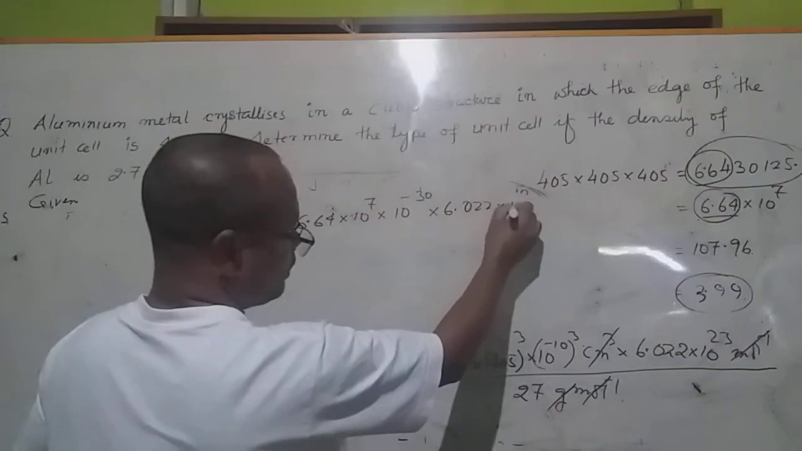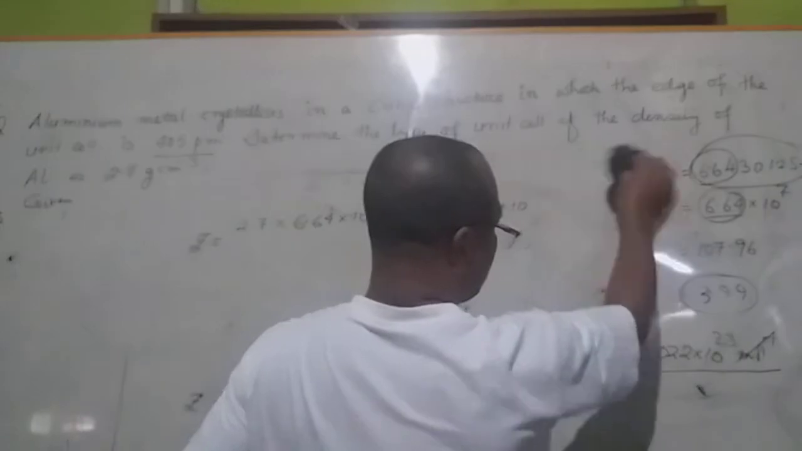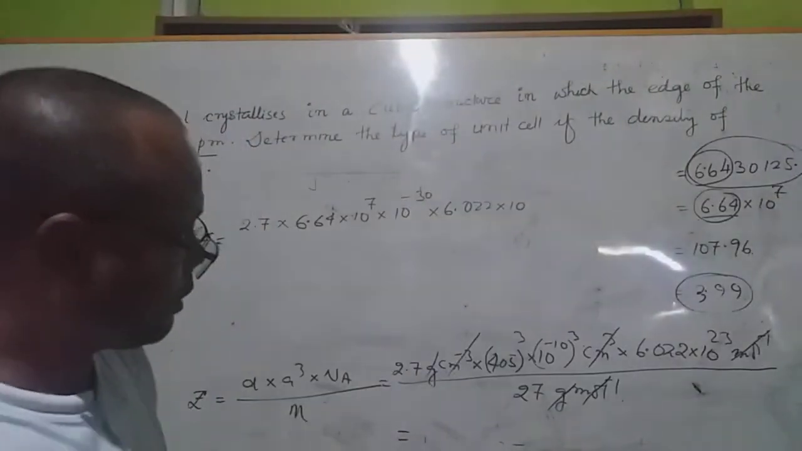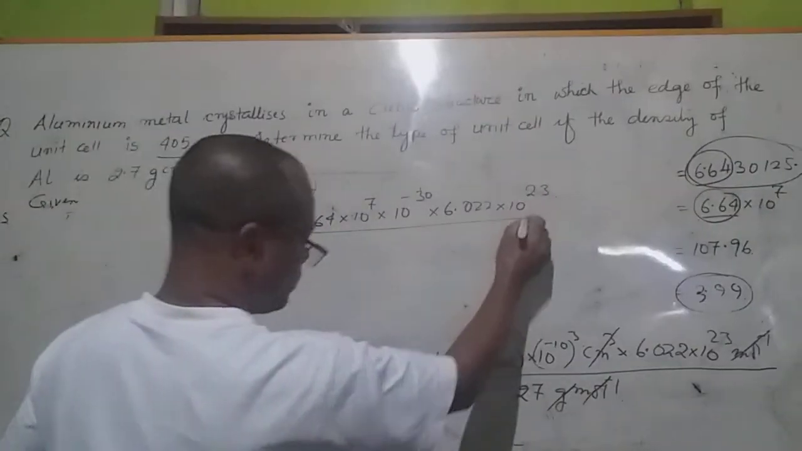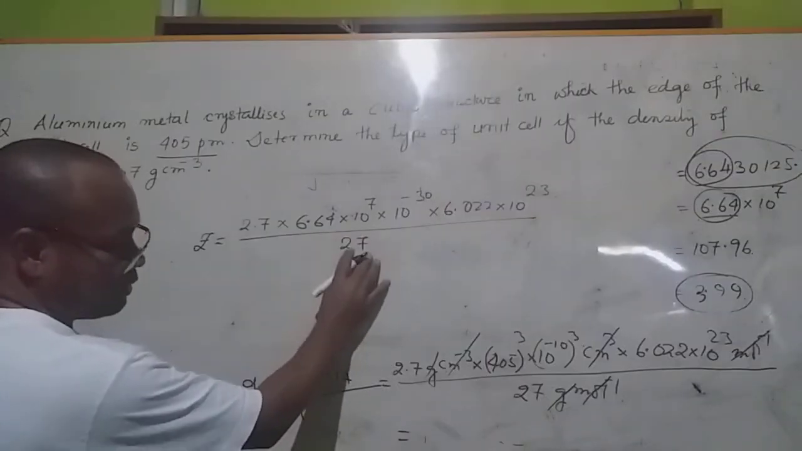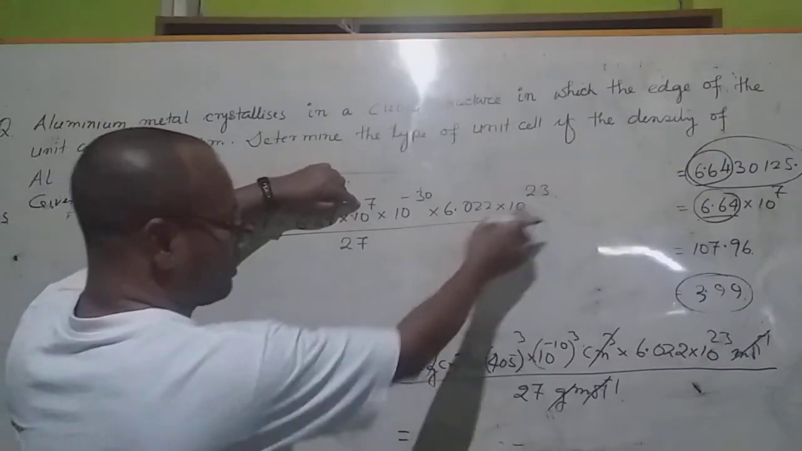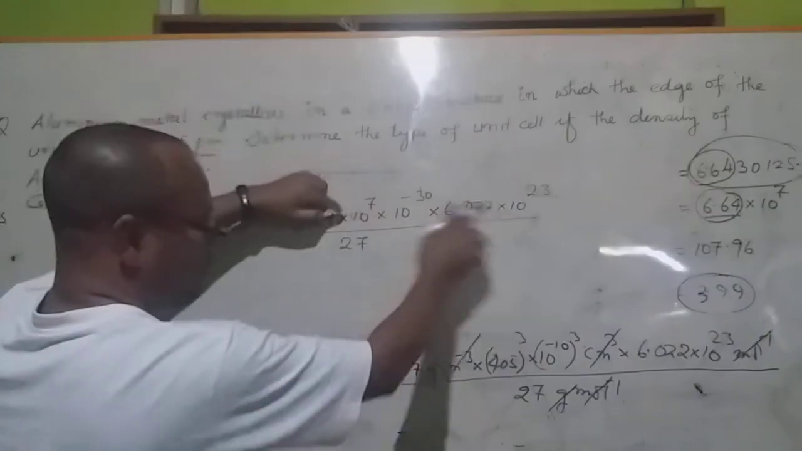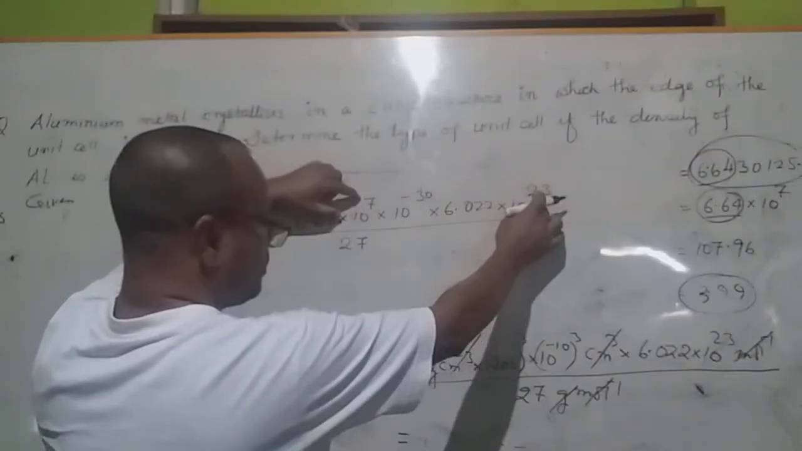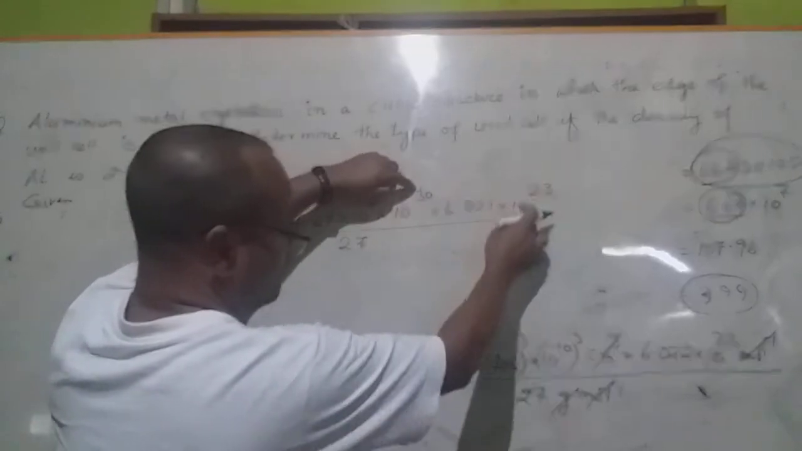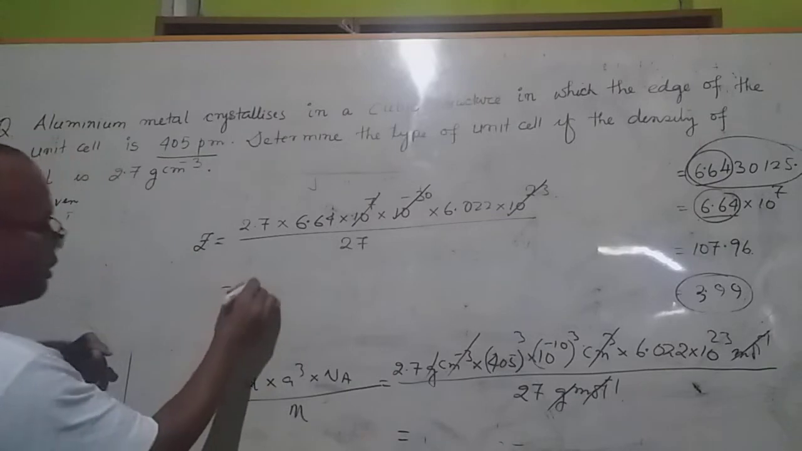6.022 into 10 to the power 23, no units remain, divided by 27. So now here this is a positive exponent, this is also a positive exponent, so 10 to the power 7 and 10 to the power 23, when you add, that is 10 to the power 30, this is minus 30, this is plus 30. So all these can be cancelled. So what remains here?